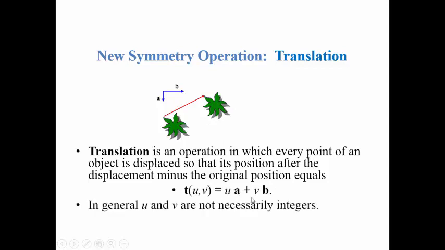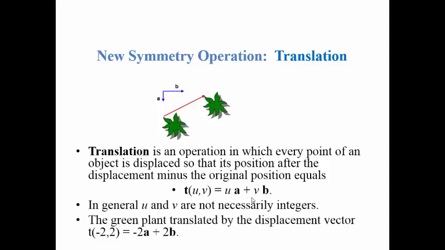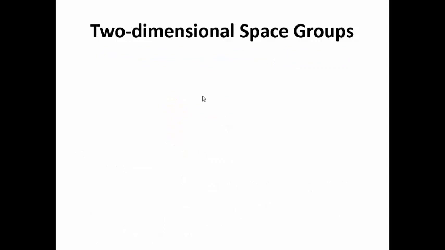For example, U and V do not necessarily have to be integers. The green plant translates by a displacement factor of t minus 2, 2, and you can check that out. So you go 1, 2 in A, so it's 1, 2 up in this direction minus A, and then 2 along B. So it's 1, 2 along B, 1, 2 along B to get to this point here, and that's our translation. The lattice point would be minus 2, 2.